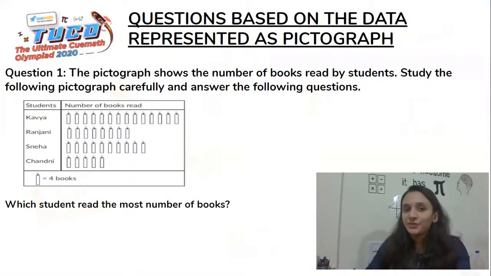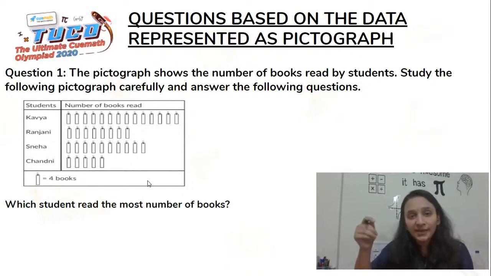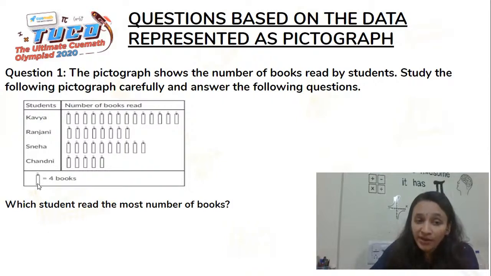So with this, we start with our first question. It says here, the pictograph shows the number of books read by students. Study the following pictograph carefully and answer the following questions. So you see a tabular column here. There is a book tag that you can see. Now one book tag represents 4 books.